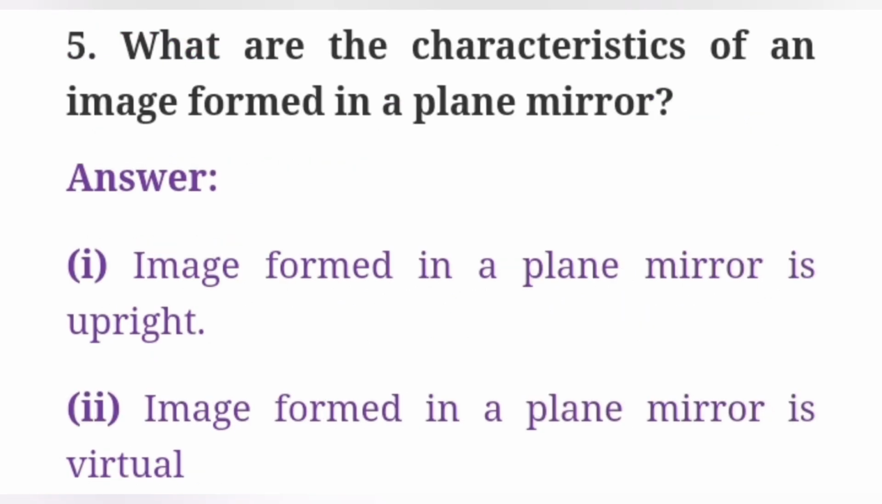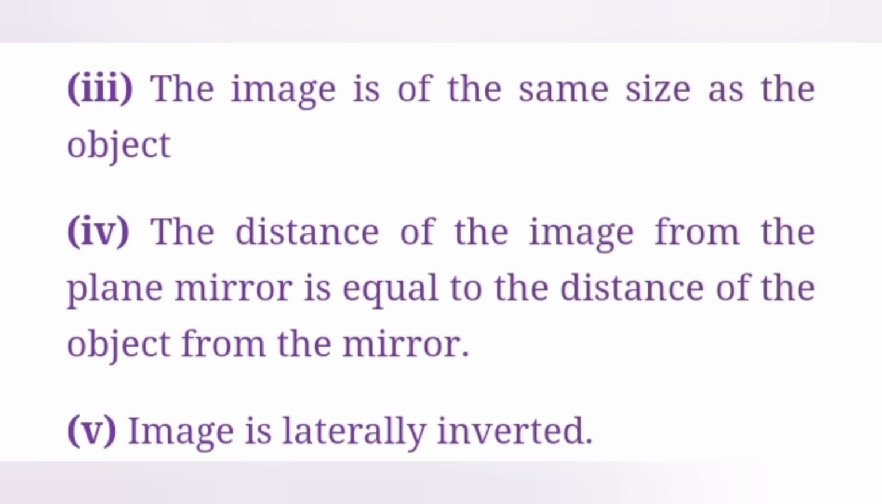Fifth question, what are the characteristics of an image formed in a plane mirror? Answer, first point, image formed in a plane mirror is upright. Second point, image formed in a plane mirror is virtual. Third point, the image is of the same size as the object. Then fourth point, the distance of the image from the plane mirror is equal to the distance of the object from the mirror. Then fifth point, image is laterally inverted.